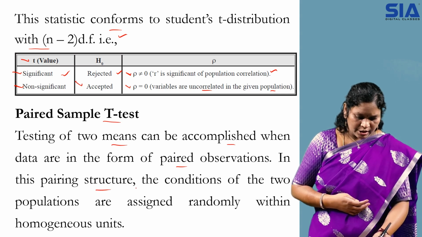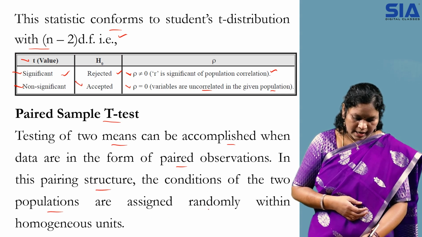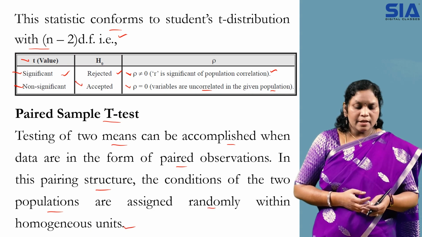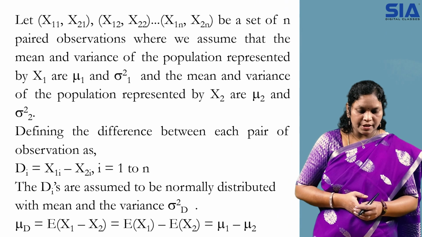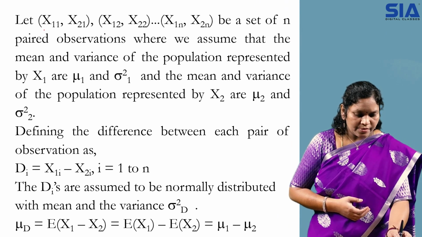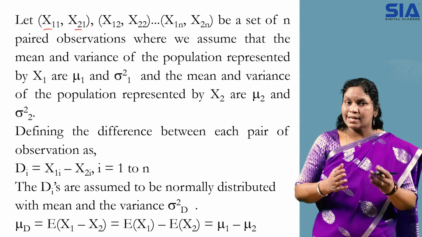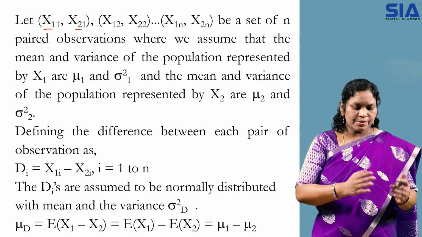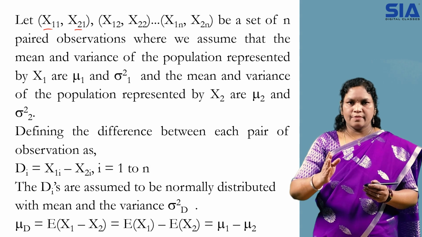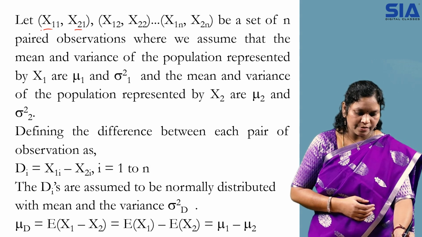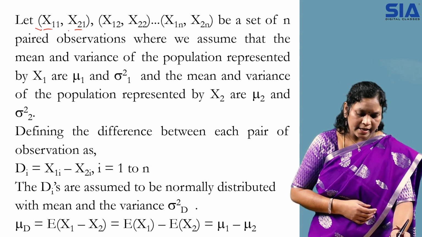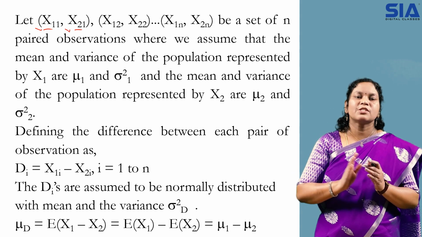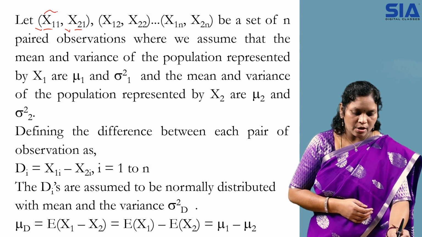In this pairing structure, the conditions of the two populations are assigned randomly within homogeneous units. So we consider randomness here. That is the point they are specifying here. Next, let x11, x21. Two samples we have to consider, two observations we have to use. From the first set, the first value x11, and from the second set, the first value x21. That becomes the first pair of observations.